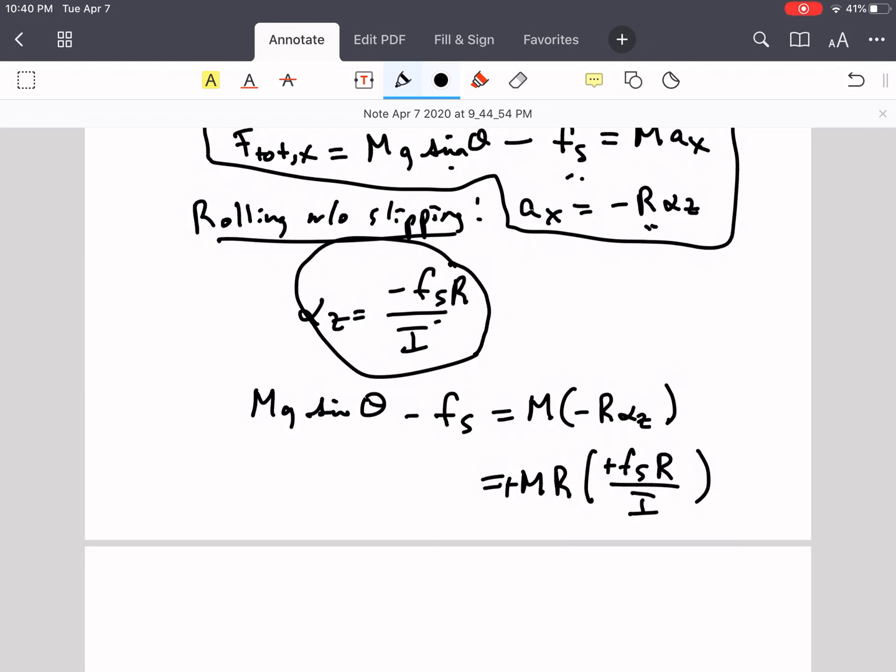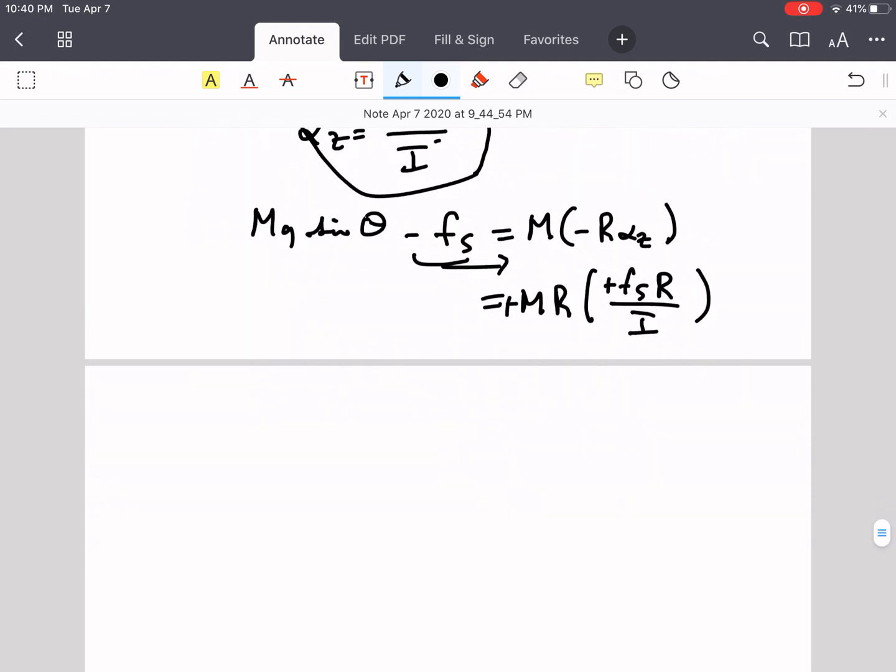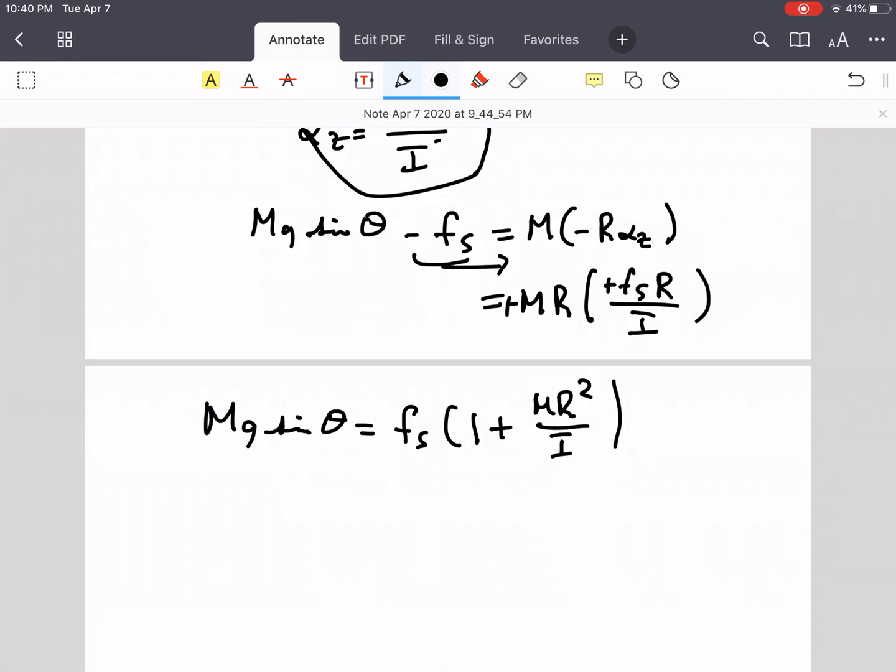And finally, I want to solve for the force of static friction. So what I'm going to do is bring static friction over to the right-hand side of the equation. I get mg sine theta on the left is equal to Fs times 1 plus mr squared over I. And finally, dividing through by 1 plus mr squared over I, Fs is mg sine theta divided by 1 plus mr squared over I.